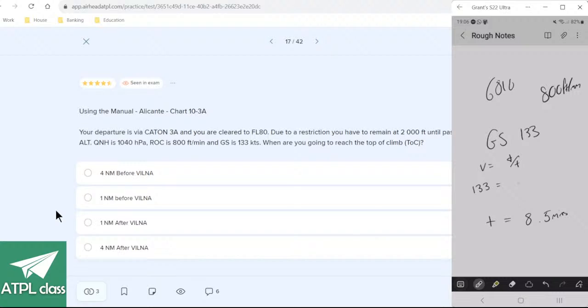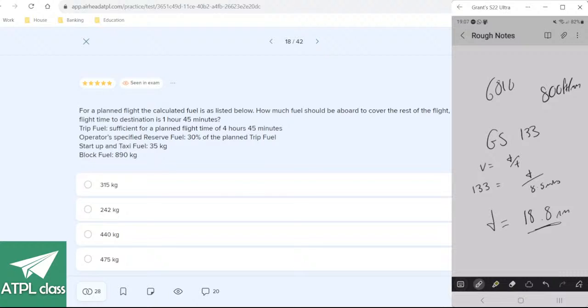We've got 133 knots ground speed. We're working out the distance. We've got a time of 8.5 minutes. Careful to check the units. So 133 times 0 hours and 8.5 minutes gives us a distance I'm getting of 18.8 nautical miles. And then we need to figure out how far along that is. So Vilna is 20 miles away, which is about, well, 19 would be 1 nautical mile before. If we round the distance up to 19, that's going to be 1 nautical mile before Vilna. Yes. Cool. Next question then.